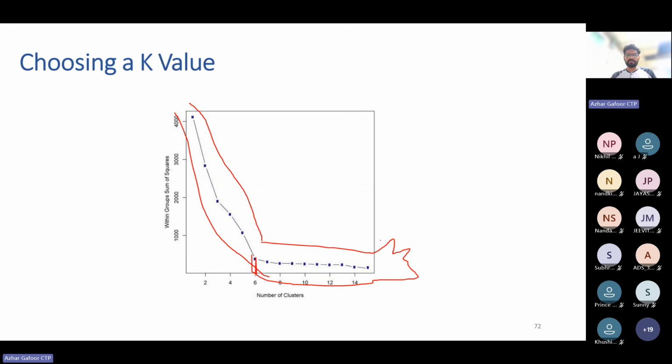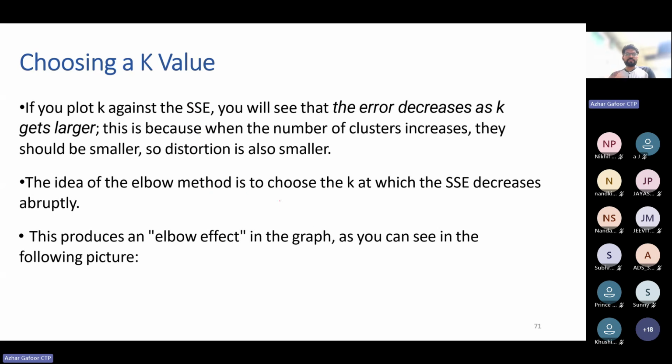This is our wrist. So this is where the elbow is. It's kind of like our hand, so that's why it is called the elbow method. So the idea of the elbow method is to choose the K at which the SSC reduces abruptly, as we have seen here. That actually produces an elbow effect in the graph, which is quite evident in the picture.